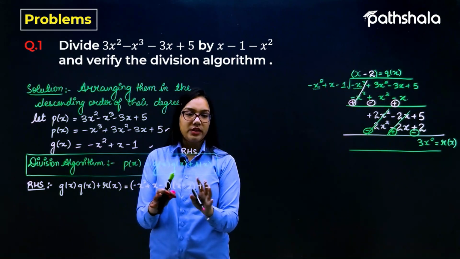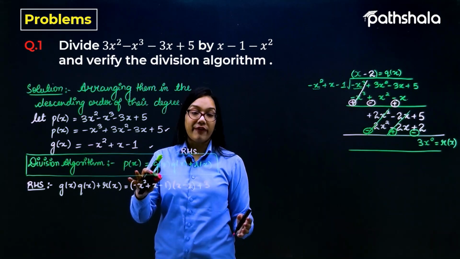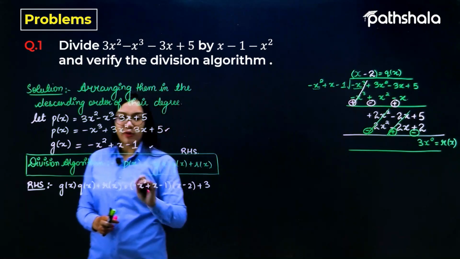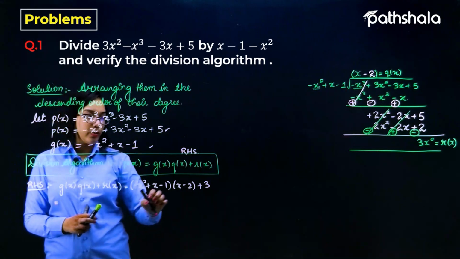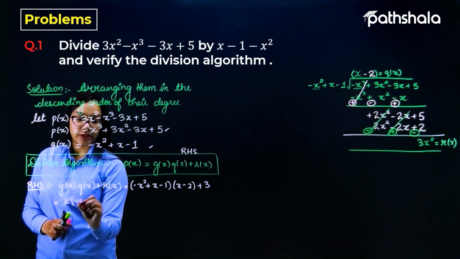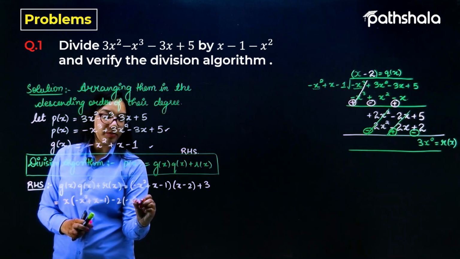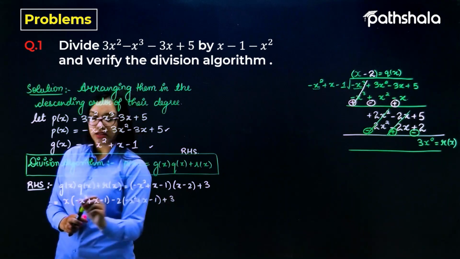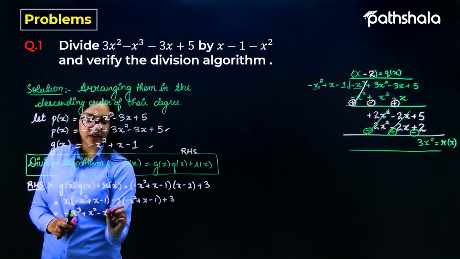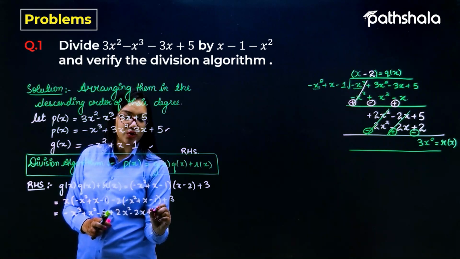So let's multiply all these terms together, and if we get the answer equal to p of x, hence the division algorithm verifies, else the division algorithm doesn't verify. So let's start multiplying all these terms together. Let us take x outside and multiply it with minus x square plus of x minus of 1, then minus of 2 times minus of x square plus of x minus of 1, and plus 3 as it is. Now let's multiply all these terms. So this is minus of x cube plus of x square minus of x, minus minus is plus 2x square minus of 2x, minus 2 minus 1 is plus of 2, plus of 3.